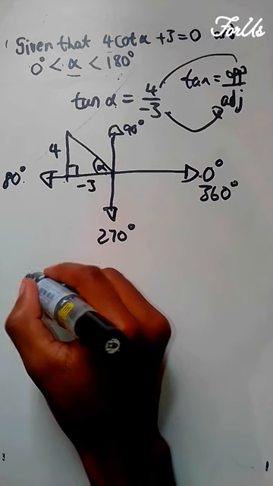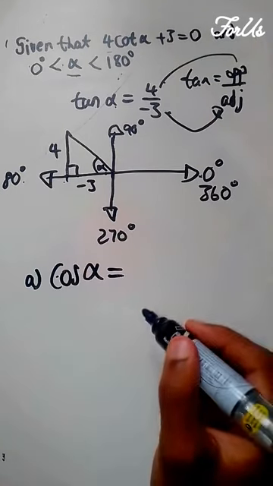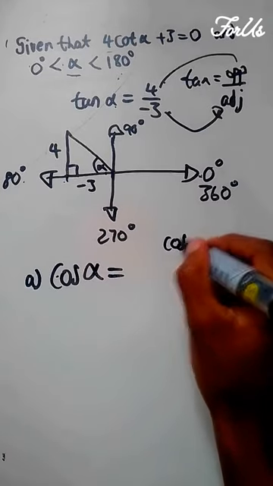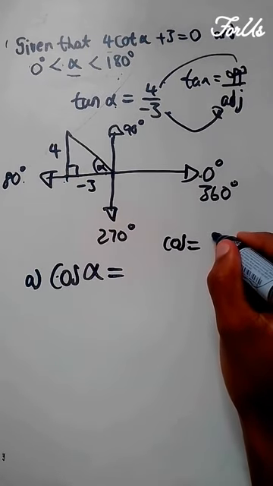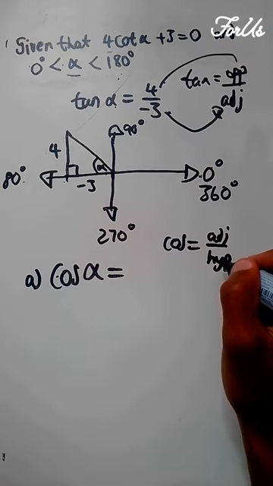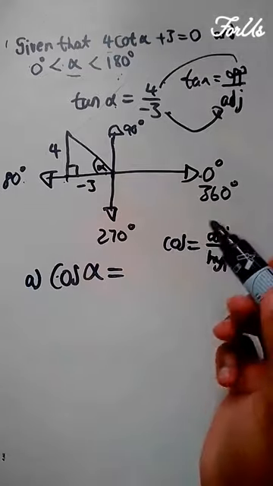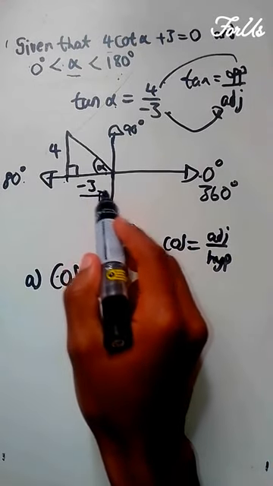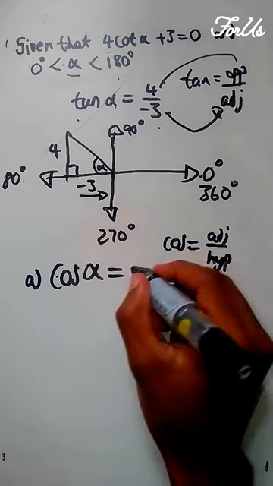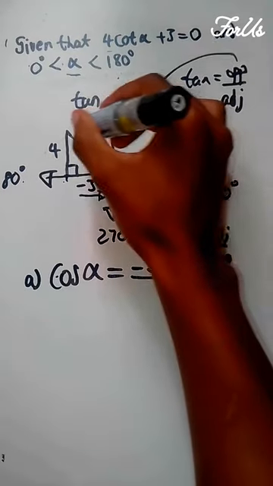The first question wants you to find cos theta without the use of a calculator. Then cos theta is adjacent over hypotenuse. The side that's going to be adjacent is this one, since we know from this tan theta that this is the adjacent. Then it's going to be negative 3 divided by the hypotenuse side. The hypotenuse is this, the longest side.